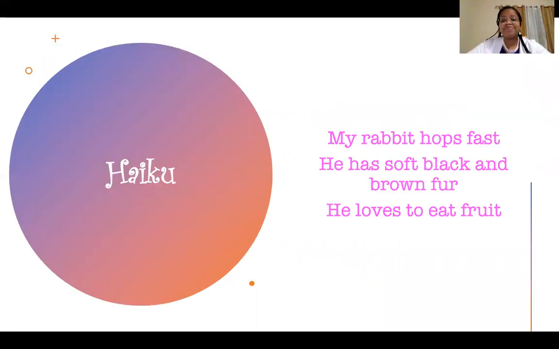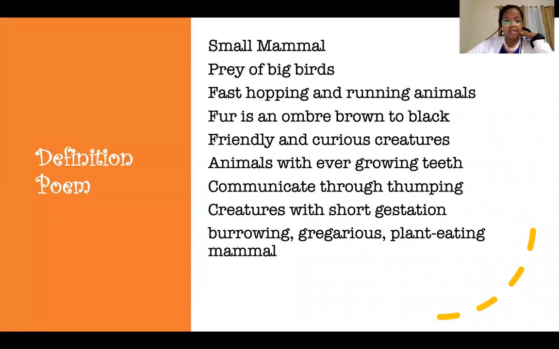Okay, so my haiku. My rabbit hops fast. He has soft black and brown fur. He loves to eat fruit. I'm kidding. Okay, wait, let me make sure that I have 5-7-5. My rabbit hops fast. He has soft black and brown fur. He loves to eat fruit. So that makes it a haiku because it has a 5-7-5 syllable count. And then my definition poem.